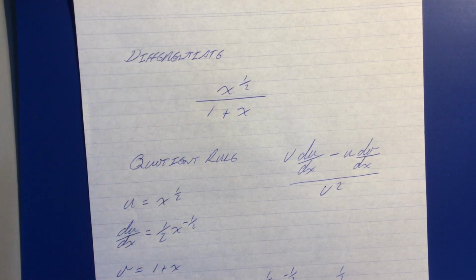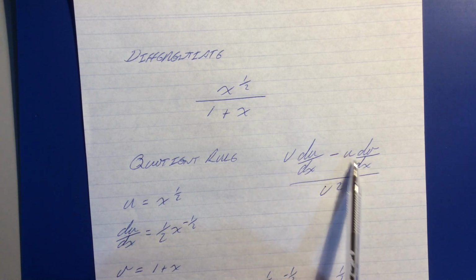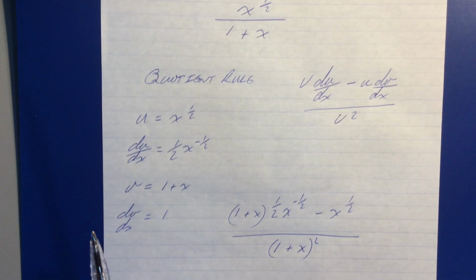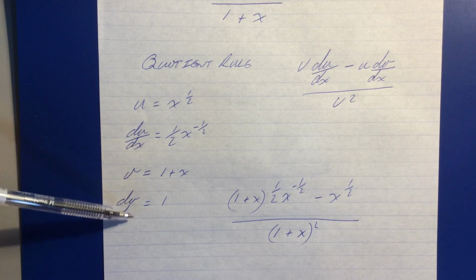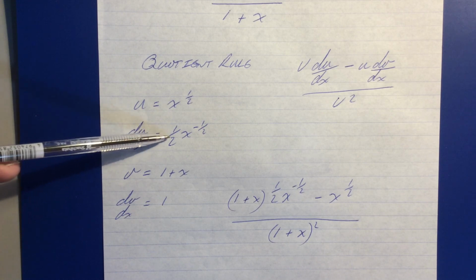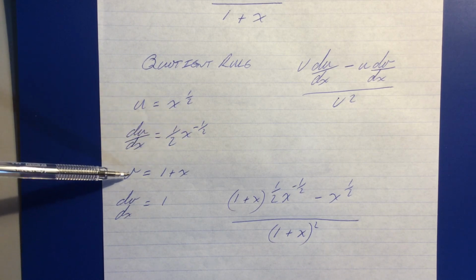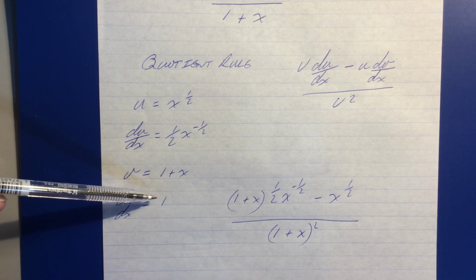Right, so we're going to differentiate x to the half over 1 plus x, for which we need the quotient rule. The quotient rule is stated here: v du dx minus u dv dx, over v squared. What I like to do, and you've seen me do this before, is set out the constituent parts of this. u is x to the half, du dx is a half x to the negative a half, v is 1 plus x, and dv dx is 1.